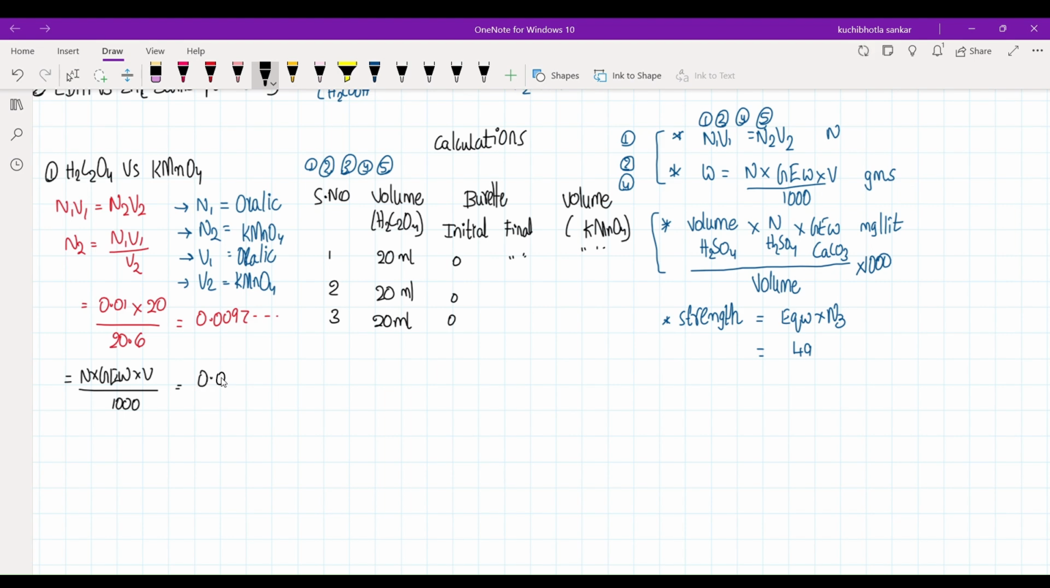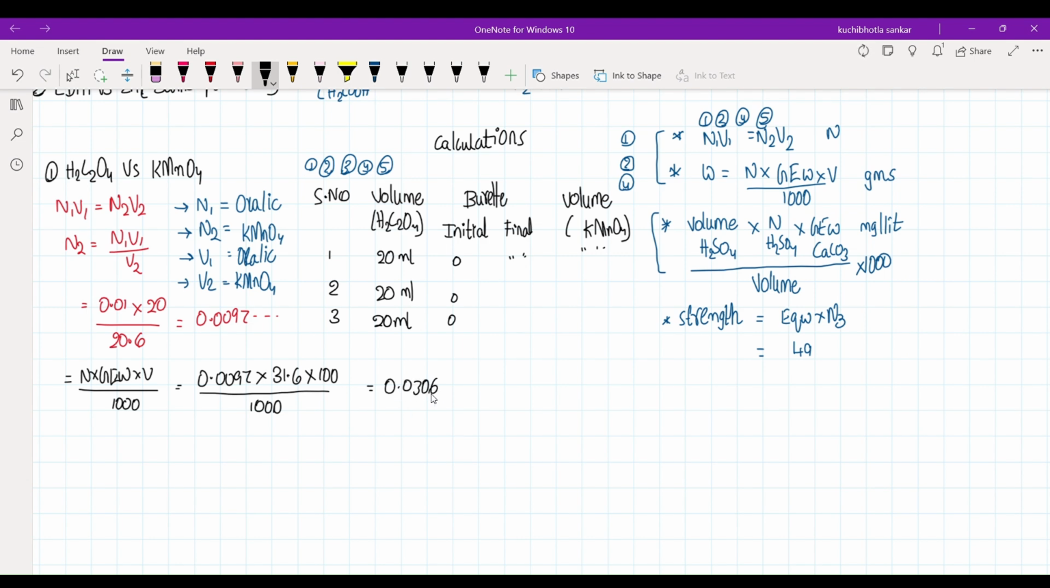So the normality is 0.0097 and the gram equivalent weight of what here? KMnO4, because that's what you are calculating, right? You found out the normality of KMnO4 and now you are calculating the weight of KMnO4, that's why you are using the gram equivalent weight of KMnO4 and the volume for 100 ml by 1000. This is the formula. Okay, I will write the answer and we will cross check it with Casio.